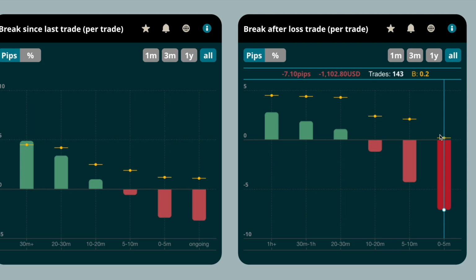The average payoff per trade with less than 5 minutes break is minus 7 pips average loss per trade, which is even worse compared to the performance after normal trades with only a minor break. The average payoff in the break since last trade analysis was minus 5 pips only. Moving with your cursor over the bar, we see that with 0 to 5 minutes break, the trader executed 143 trades, while with a 5 to 10 minutes break, the trader executed 175 trades.